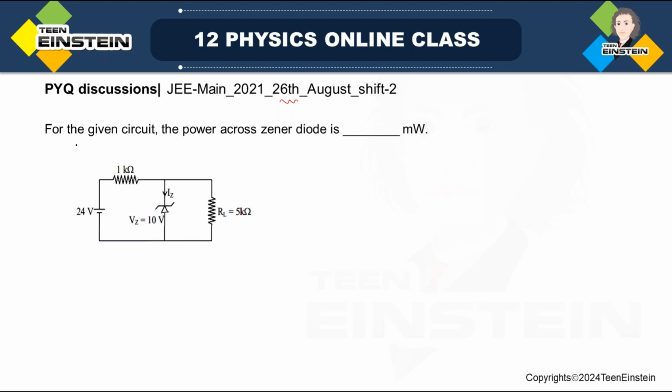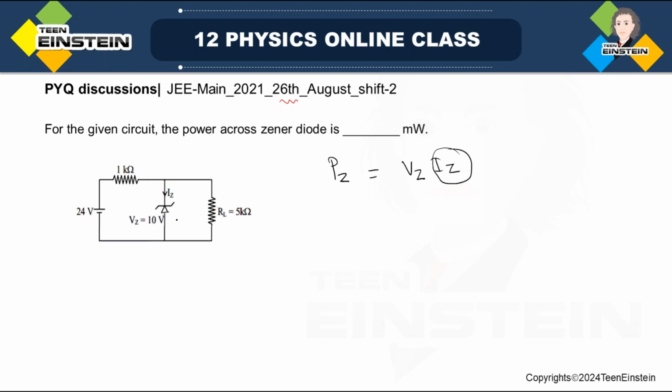This question says, for the given circuit, the power across the Zener diode is dash milliwatt. So you have to find out the power across the Zener diode. That means PZ. PZ I can write as VZ into IZ. VZ you know already. The main problem now is to find IZ, the current through the Zener diode. So how to find that?